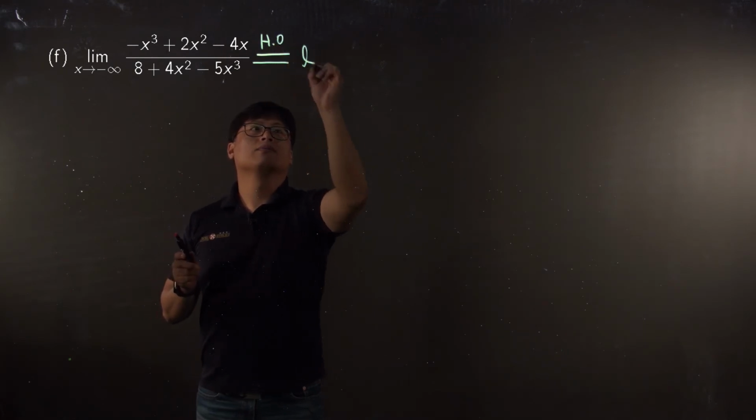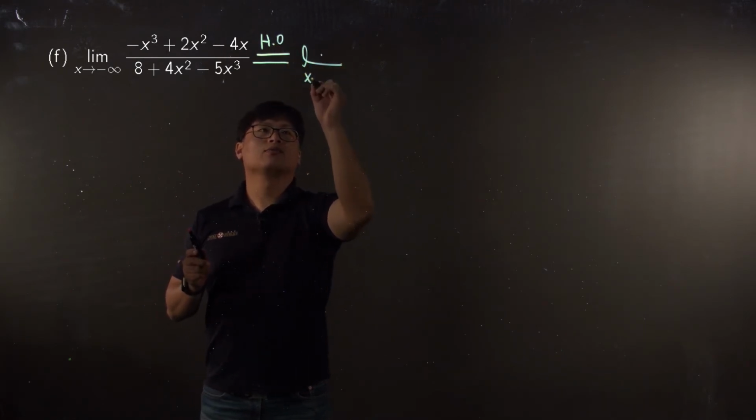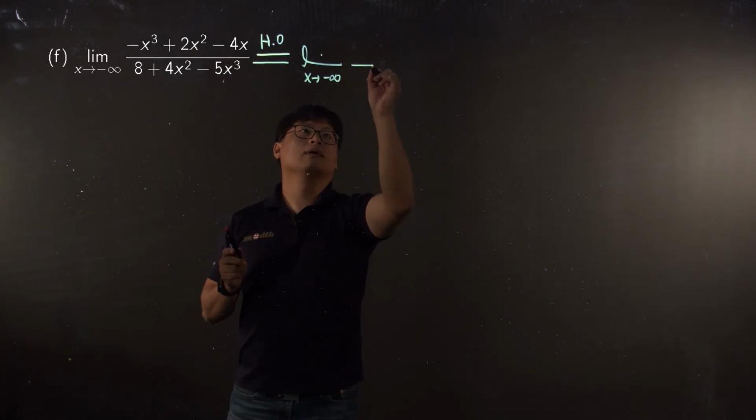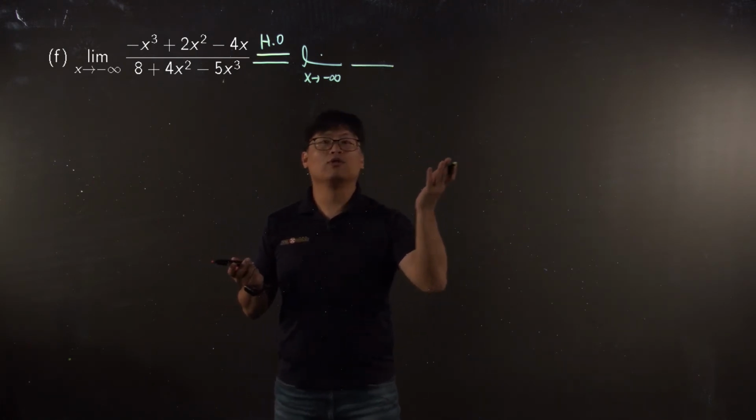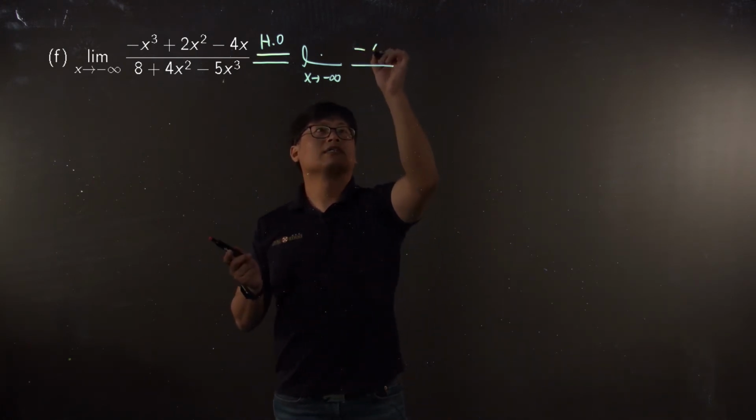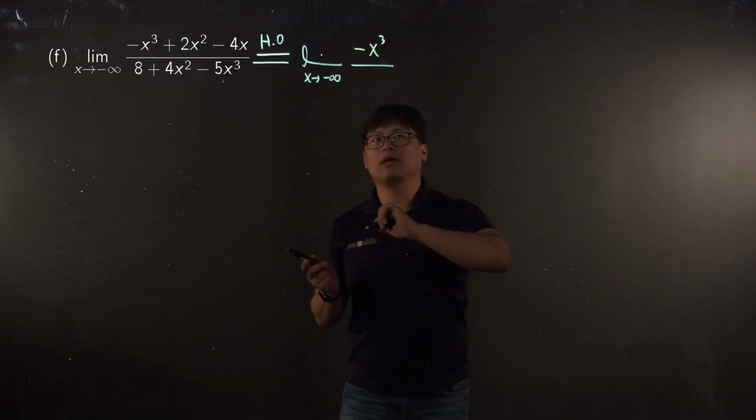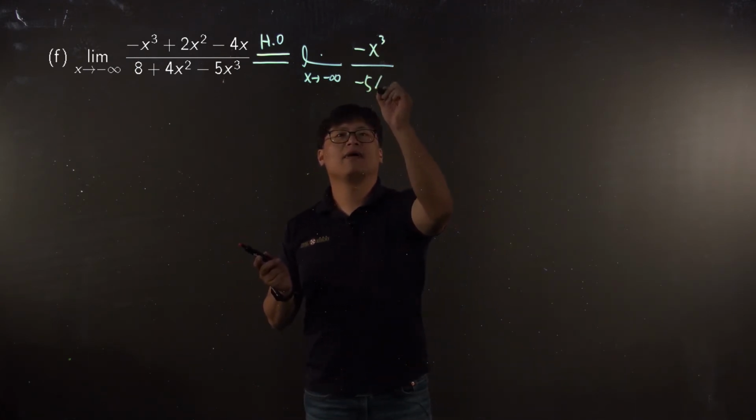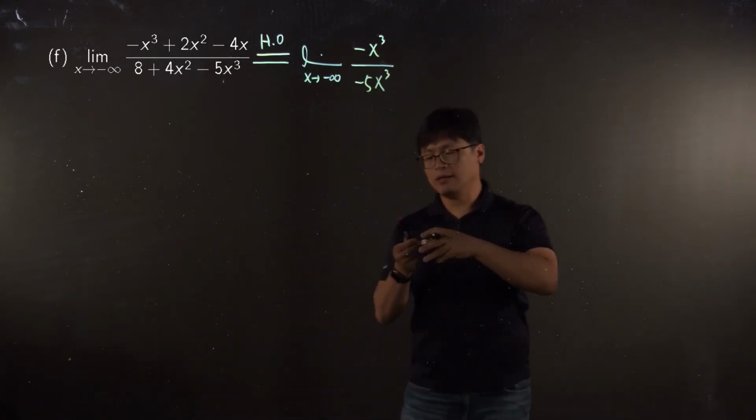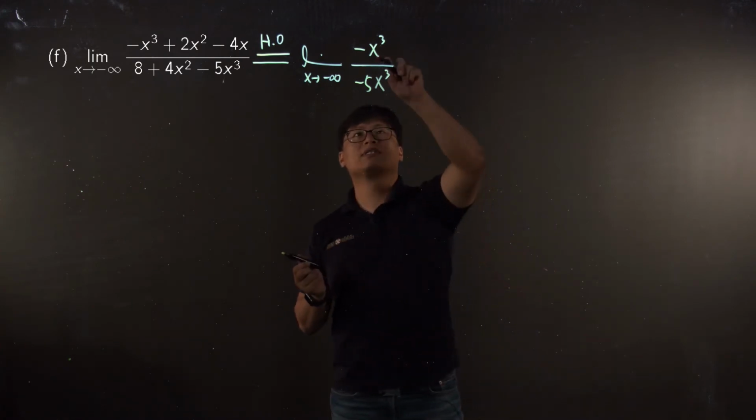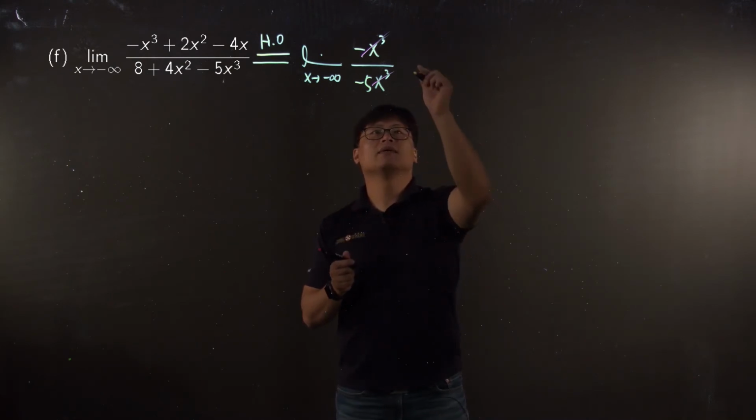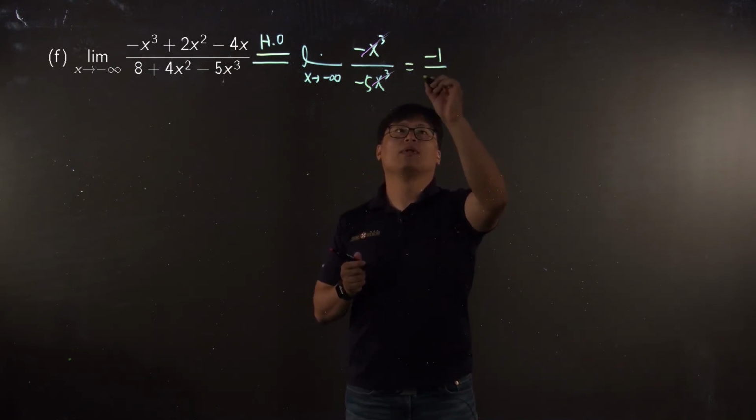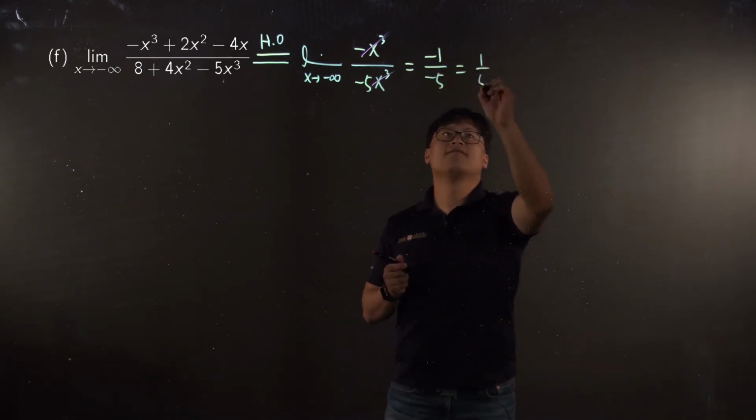higher order. I know there are lots of different ways to evaluate this one, but it's up to you. You can do whatever you want. Minus x cubed, which is in both of your numerator, and minus 5x cubed in the denominator. Then since we have only these terms, we can cancel them out. Then the answer is -1 over -5, which is 1/5.